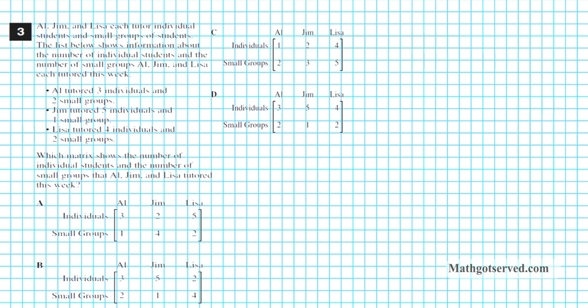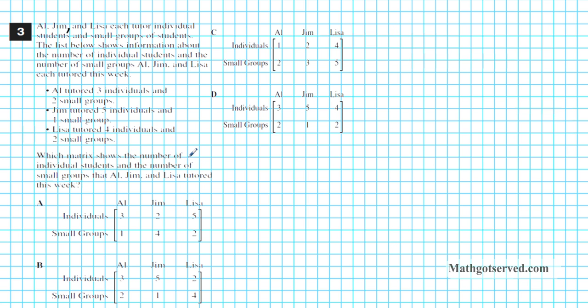All right, so number 3 involves transforming data in paragraph form into a matrix form. So let's read the question. It says, Al, Jim, and Lisa each tutor individual students and small groups of students. So 2 categories, individual and small groups. The list below shows the information about the number of individual students and the number of small groups Al, Jim, and Lisa each tutored this week. So Al tutored 3 individual, 2 small. Jim tutored 5 individual, 1 small, and Lisa tutored 4 individual and 2 small groups.